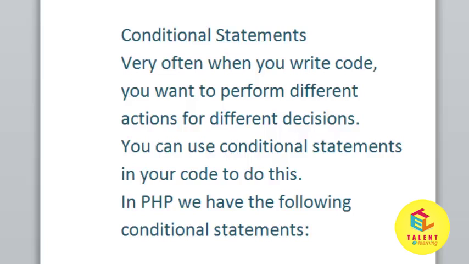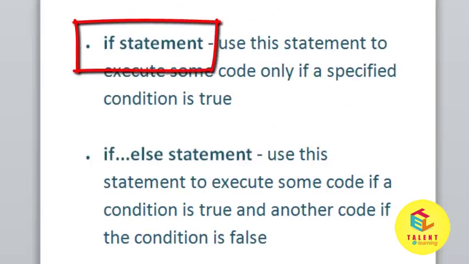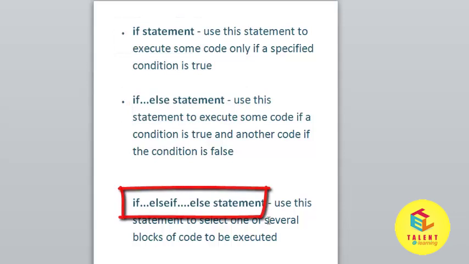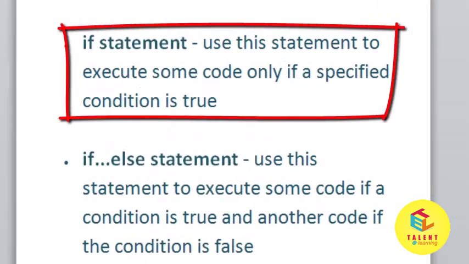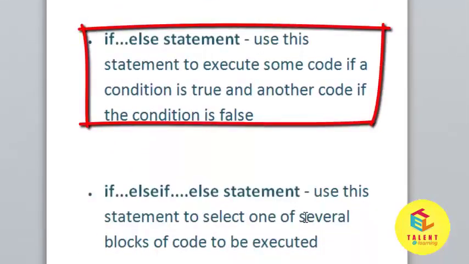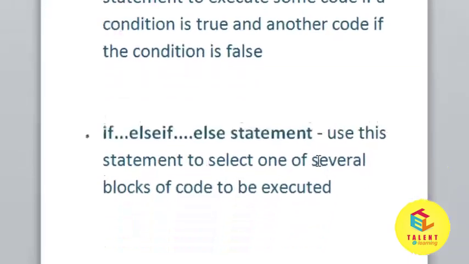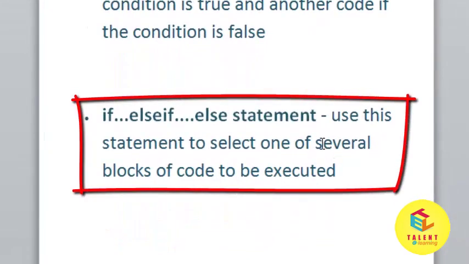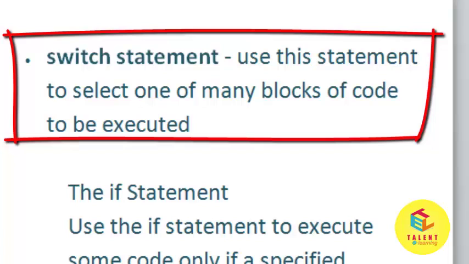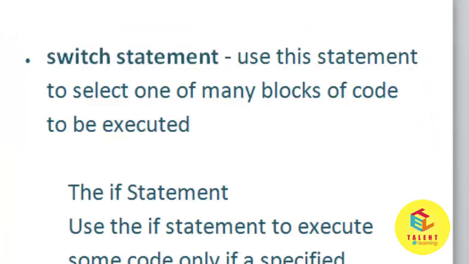In PHP, we have the following conditional statements: if statement, if else statement, if else if statement, and switch statement. First, if statement. Use this statement to execute some code only if a specified condition is true. If else statement. Use this statement to execute some code if a condition is true and another code if the condition is false. Then if else if statement. Use this statement to select one of several blocks of code to be executed. Then switch statement. Use this statement to select one of many blocks of code to be executed.